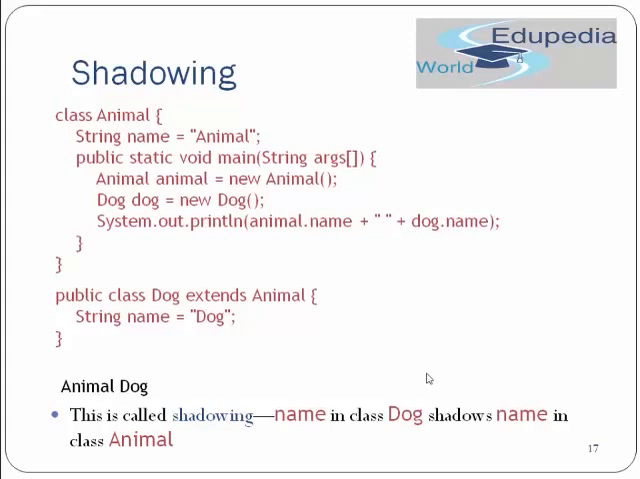Basically, because it has the same name and the same data type, everything exactly the same, shadowing is happening over here, where the name in class Dog is shadowing the name in class Animal. Fine. So let's move forward.